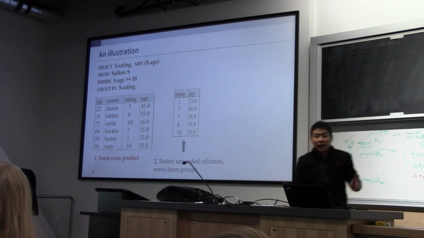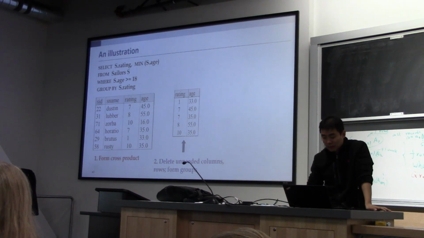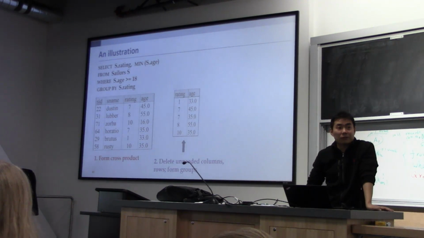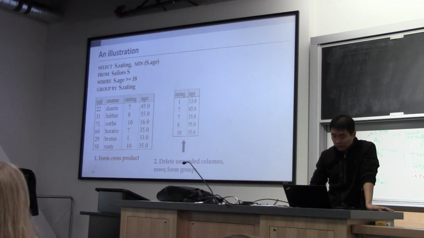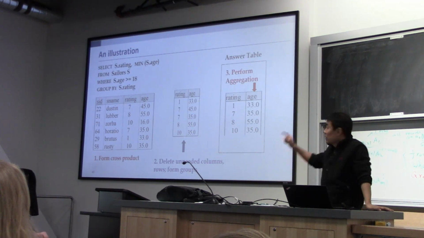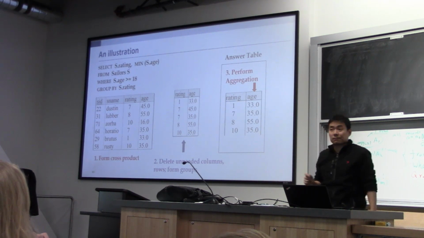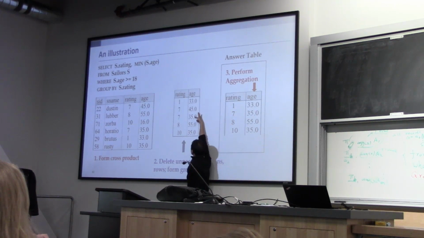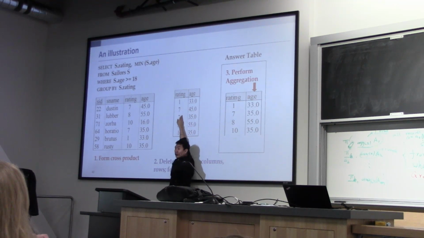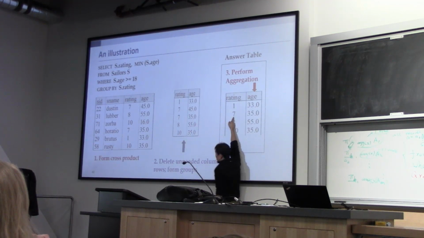How many groups do I have in this case? Can someone tell me? Four, right? You have four distinct rating values. This is one group. These two go to one group. This goes to a group. This goes to a group. So you have four groups. That's your final output. For records in the same group, for example these two, the rating is guaranteed to be the same value. That's why you can project this out.